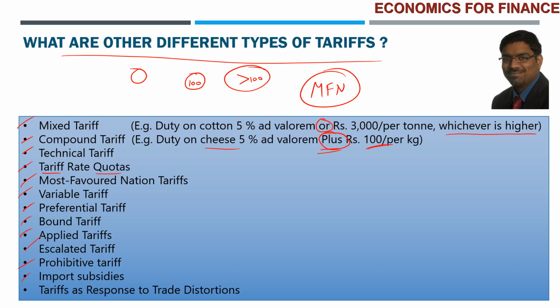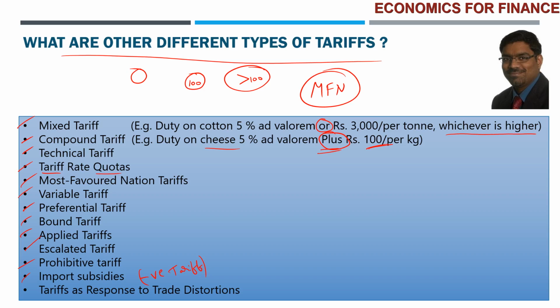Import subsidies are opposite actually of tariff. Import subsidy means tariff is a levy. Import subsidy means it is the opposite of that. It is a negative tariff, we can say. Import subsidy is a negative tariff. In the sense, it is not levying money on the imports. It is giving subsidies to the people who are exporting some goods to our country. That is also possible if we are so desperate for something.